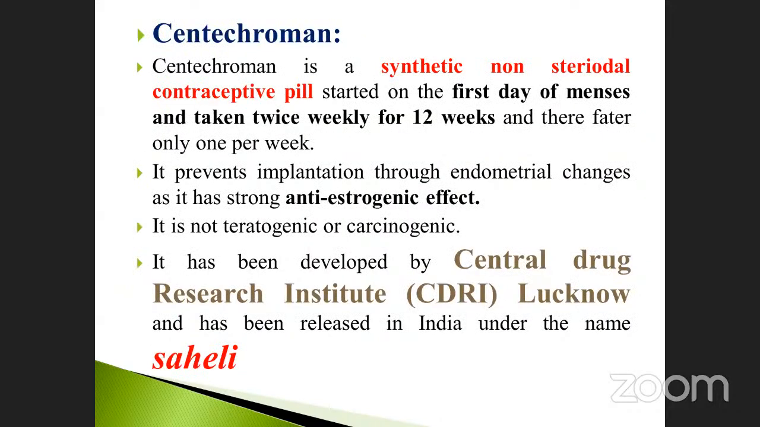Centchroman is a synthetic non-steroidal contraceptive pill, started on the first day of menstruation and taken twice weekly for 12 weeks, and thereafter only one per week. It prevents implantation through endometrial changes. All the pills prevent the endometrial implantation only, as it has a strong anti-estrogenic effect. It is not teratogenic or carcinogenic.